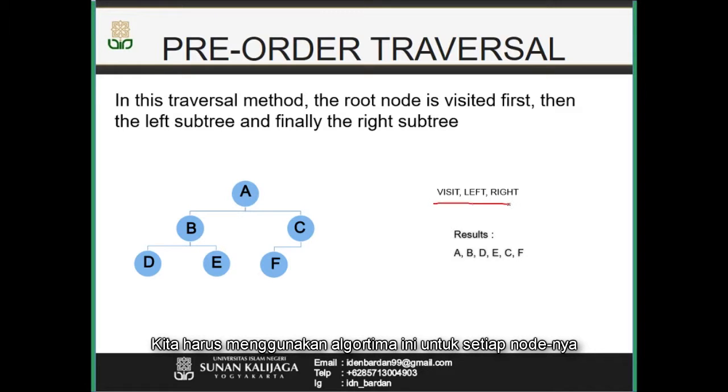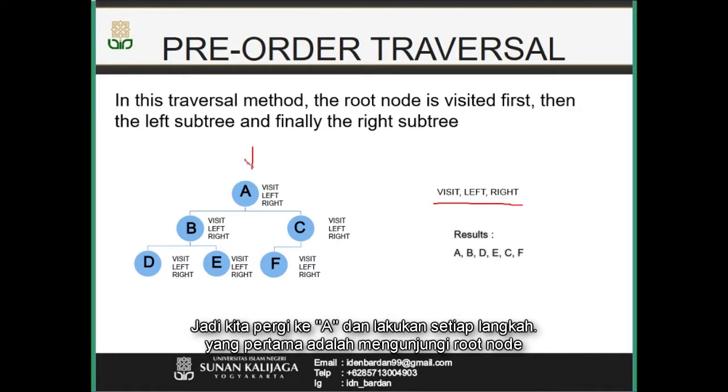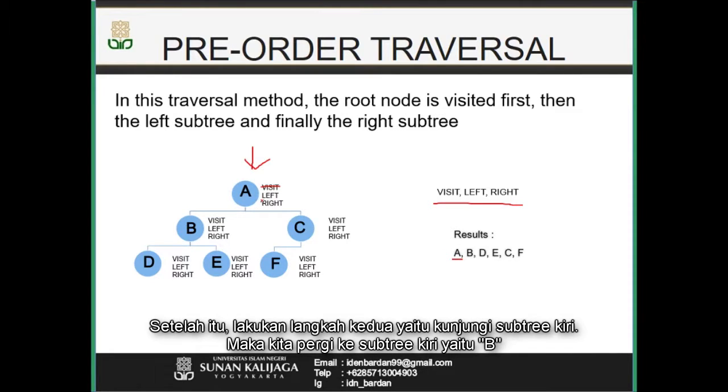We need to use this algorithm for each of the nodes. To make it easier for us, let's just write it right beside it. So the very first thing we need to visit is the very first root node in this tree. So we go to the A and do all the steps. The first one is visit the root node. So we visit A, then we get the result. After that, do the second step, which is visit the left subtree.